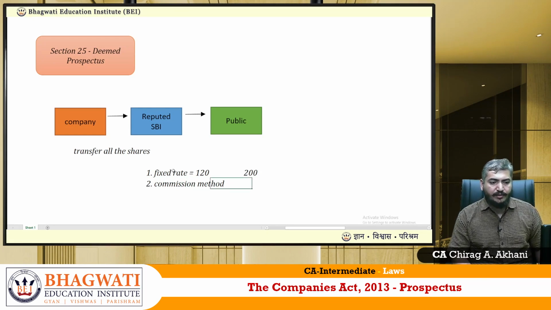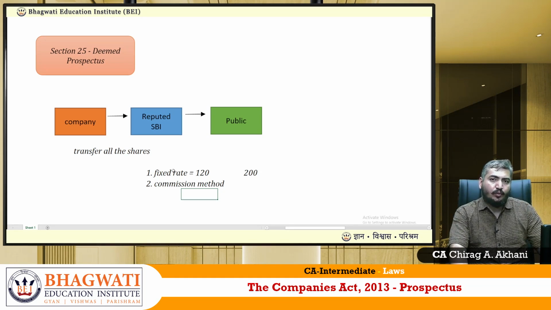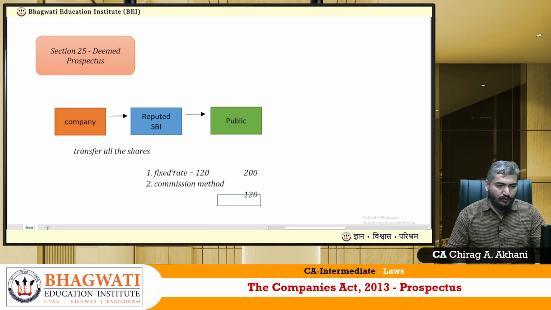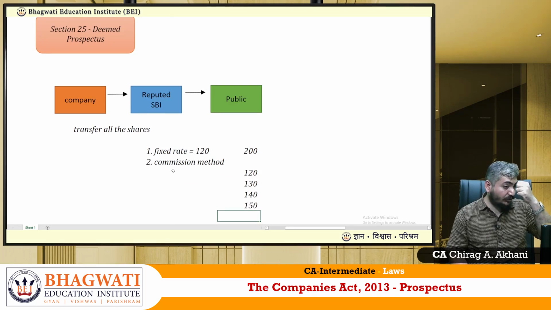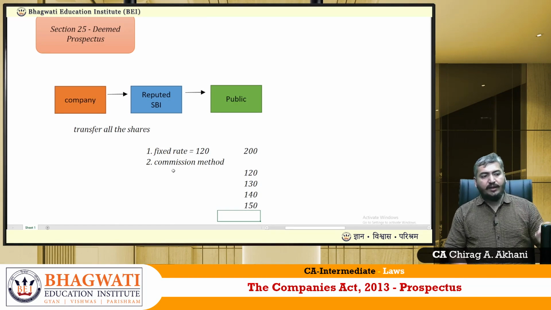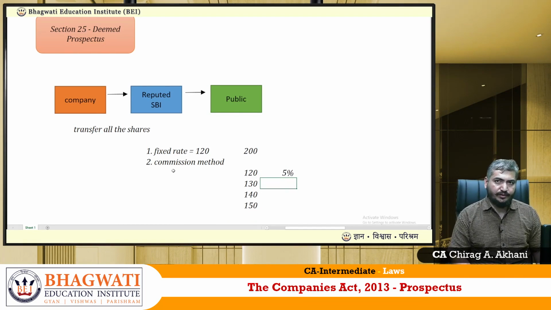In the commission method, what happens? In commission, students, State Bank of India will not acquire the shares at a fixed rate. It will help the company get the shares sold to the public because SBI has a very good network. Whatever price comes, let's say if it is 120, 130, 140, 150, all this money would be paid back to the company. And State Bank of India will earn some percentage of commission. Let's say commission at the rate of 10% or even let's say 5% here.